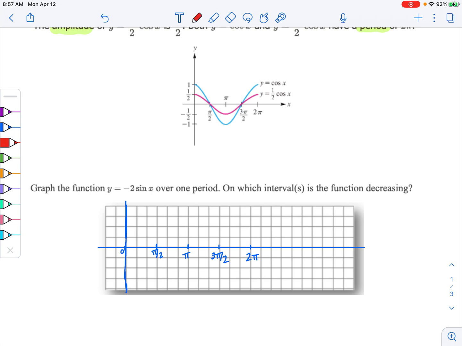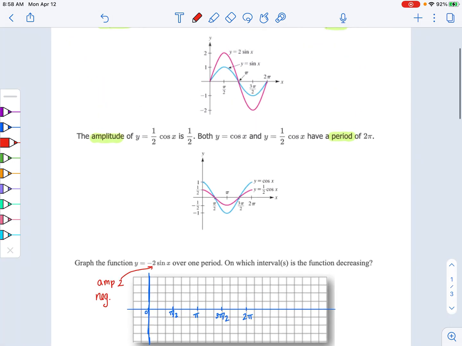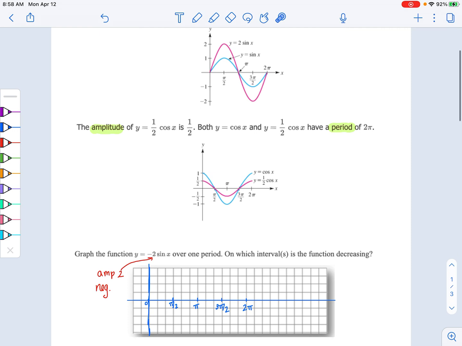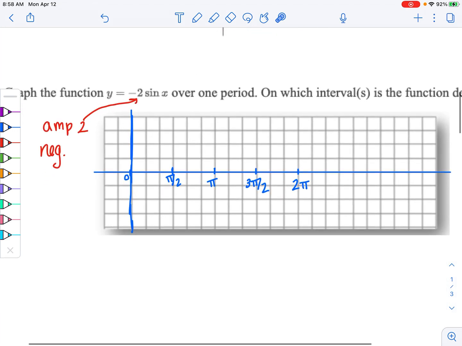Keep in mind the amplitude is 2. But there's a negative sign. That negative sign just tells us instead of starting my curve up and down, like up here, instead of starting up, then down, since it's negative, it's going to go down, then up.